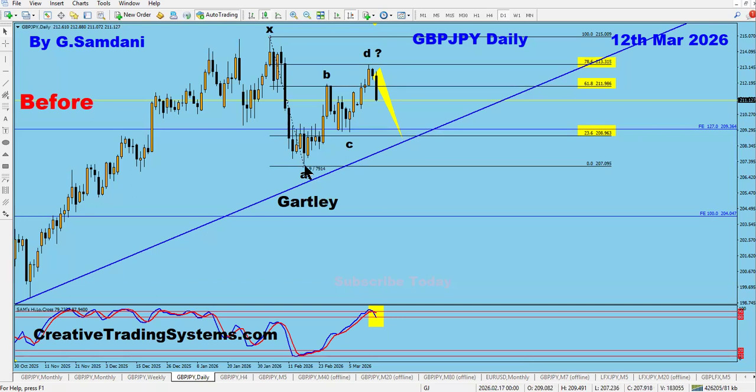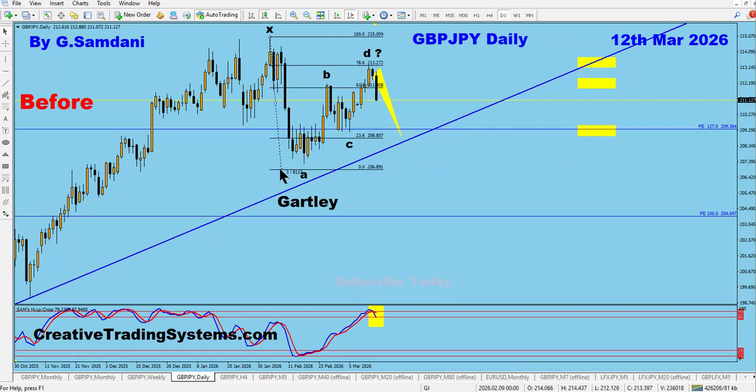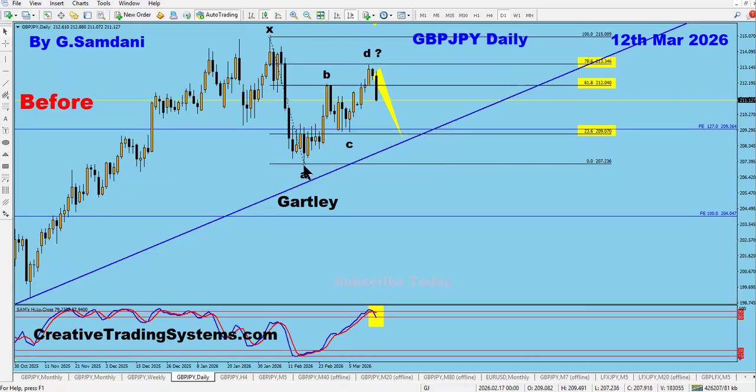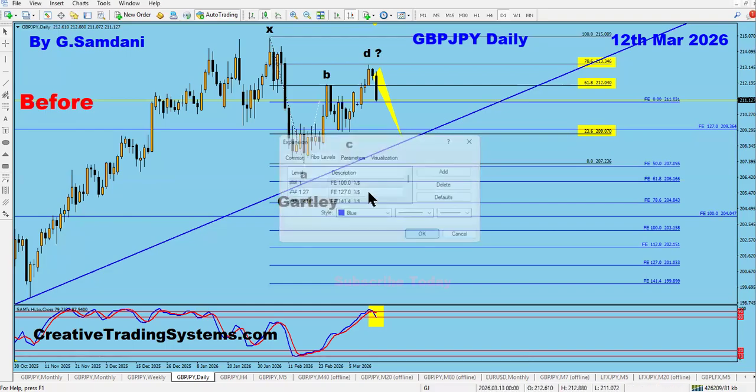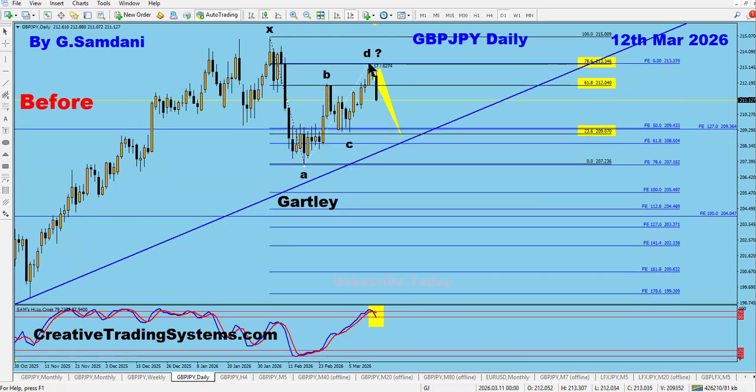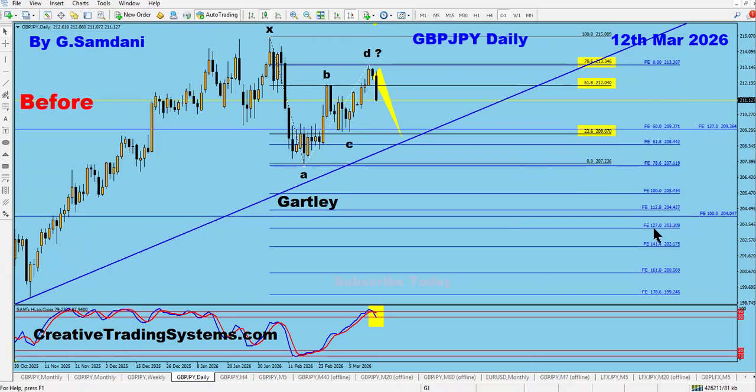Let me see if I have it. No, so this is this fib, but where? Okay, this is something else. Okay, no. If this is wave one and two, then wave three is either 127 or 161. Where the heck will it come? See, this 127 is here and 161 is here.